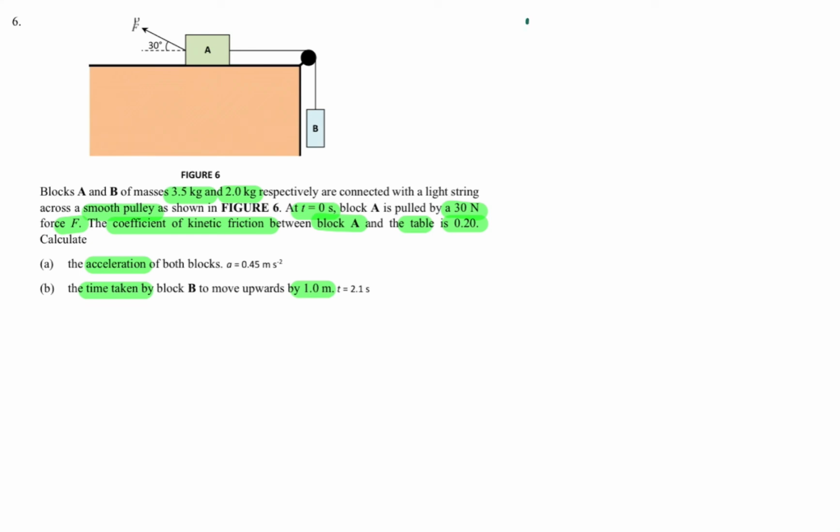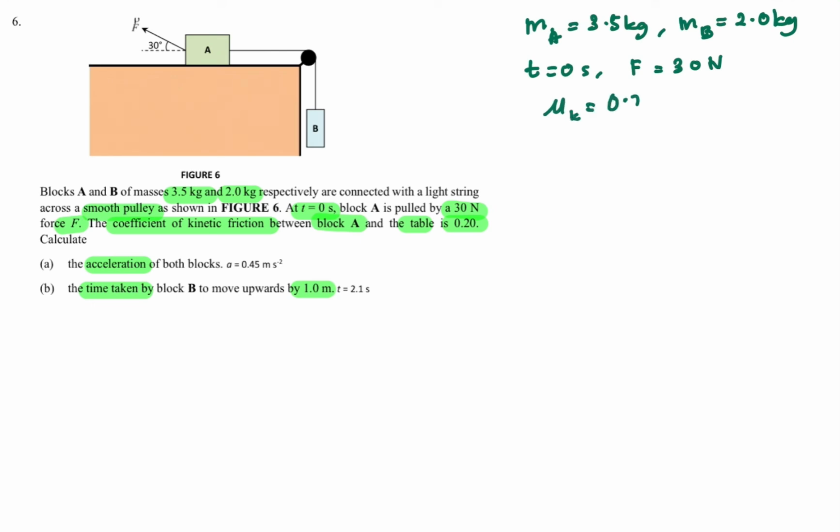Write down the information given. Mass of A is 3.5 kg. Mass of block B is 2.0 kg. And t is equal to 0 seconds. Then block A is pulled by 30 Newtons. And the coefficient of kinetic friction is 0.2.